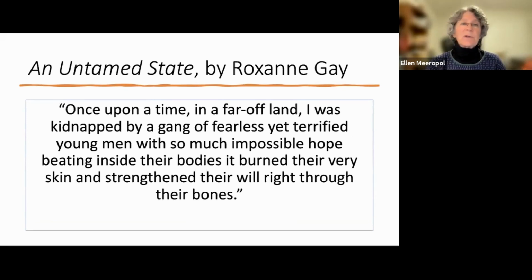I'm going to end this with a quote from the opening paragraph of Roxane Gay's 2014 novel, An Untamed State. Once upon a time in a far-off land, I was kidnapped by a gang of fearless yet terrified young men with so much impossible hope beating inside their bodies, it burned their very skin and strengthened their will right through their bones.